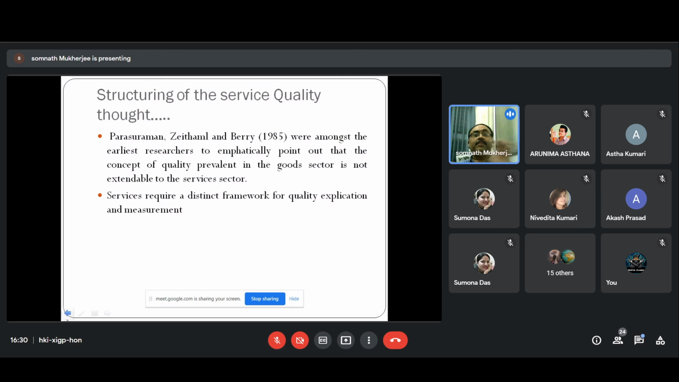As I said, PZB. Sorry, I was wrong. I said Bittner. It's Berry. I'm very sorry for that. It slipped out of my mind. So Parasuraman, Zeithaml, and Berry were amongst the earliest researchers to emphatically point out that the concept of quality prevalent in the goods sector is not extendable to the service sector. They were the first to say that.